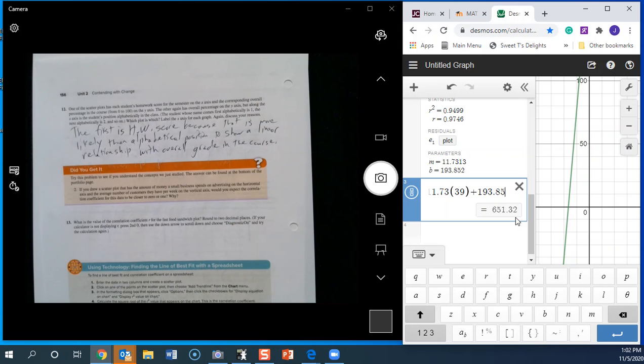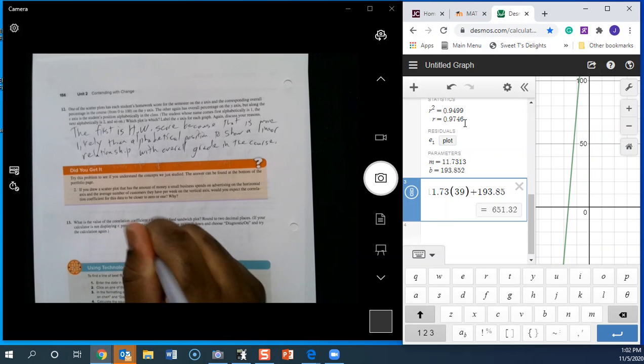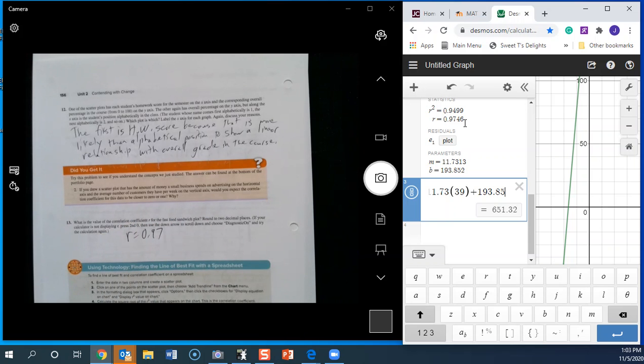Okay, now we look here at problem 13. It says, what is the value of the correlation coefficient R for the fast food sandwich plot? Round to 2 decimal places. Now we have that here. It automatically showed up R. It says the R rounded to 2 decimal places is 0.97. Now, I did want to show you all this in the graphing calculator. So let me get to that.